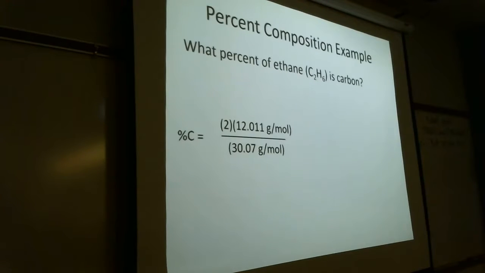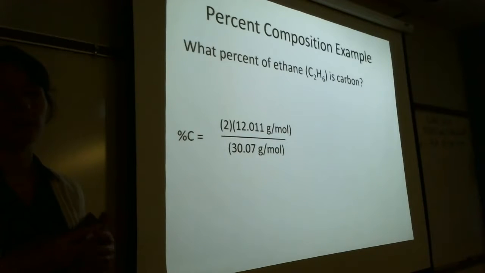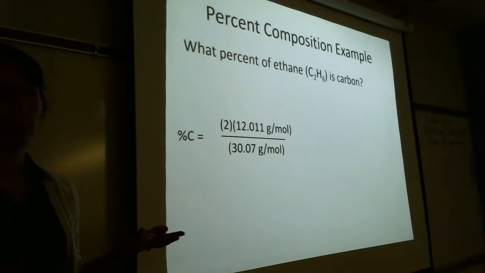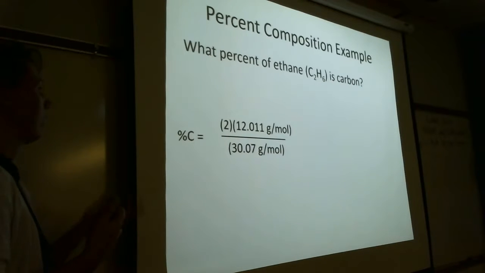So here's an example. What percent of ethane is carbon? All right, so I want to know what percent is carbon. I'm not interested in what percent hydrogen, although I could find the percent hydrogen pretty easily because all these percents will add up to what number? 100, right? So if I figure out what percent is carbon, I could subtract from 100 to get hydrogen.